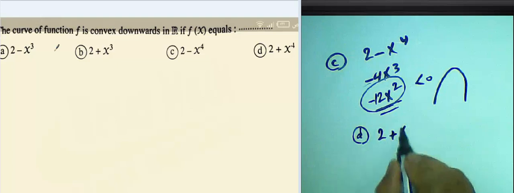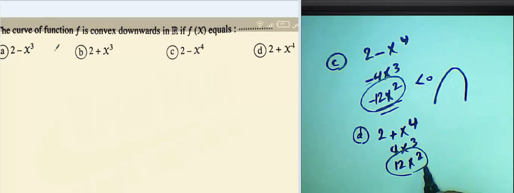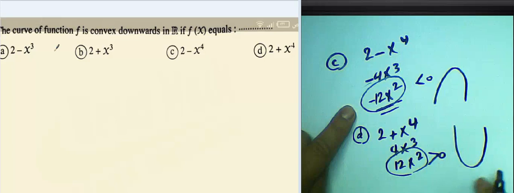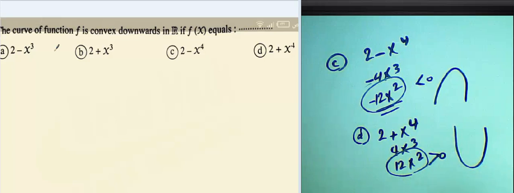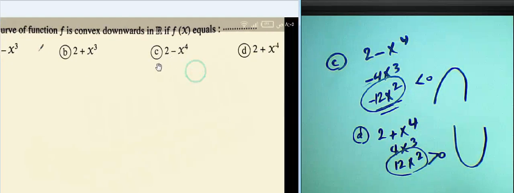Why? Because we have x^4, the first derivative will be 4x^3, and the second derivative will be equal to 12x^2. And it will be what? It will be greater than 0. So all the time it will be down because it's x^2. Okay, understood? Again, letter A, we have two convex here, and letter B, we have two convex, so it's false and it's false. But letter C, we have convex up, it's false. But letter D, we have one convex all the time downwards. So we must choose letter D.